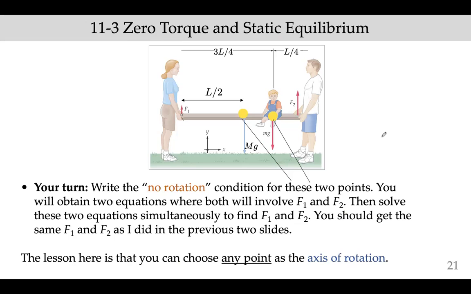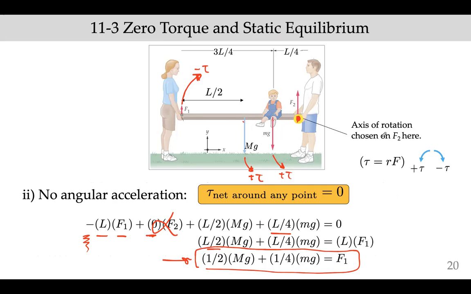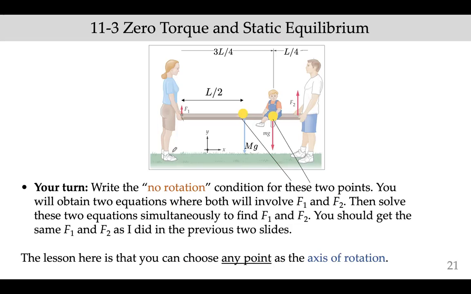Now it's your turn. Write the no rotation condition, which is just this. This is the no rotation condition: net torque around any point that you choose should be 0. So here, write the no rotation condition for these 2 points. Write it for this one first, and you will find an equation that relates F1 and F2. In the second case, write the same condition, net torque equals 0 for this point. You will obtain 2 equations where both will involve F1 and F2. Then solve these 2 equations simultaneously to find F1 and F2. You should get the same F1 and F2 as I did in the previous 2 slides.